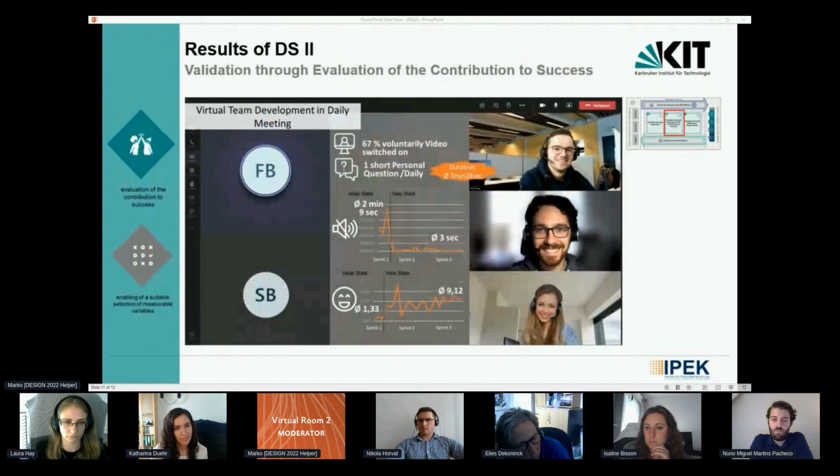The requirements, evaluation of the contribution to success, and the enabling of a suitable selection of measurable variables is the focus of category 2. In our case, for example, the moment of laughter and the amount of time spent in silence is defined as a measurable variable. We measured a significant reduction in the amount of time spent in silence from around 2 minutes to 3 seconds, and in addition, an increase in loud laughter from an average of 1 to 9 in a 15 minute daily. And as we all know, a good laugh improves our team climate.